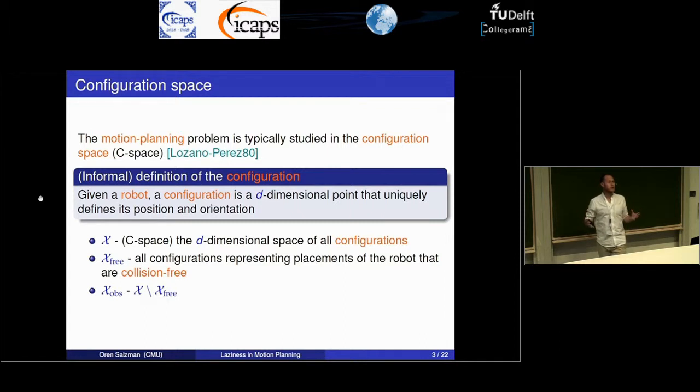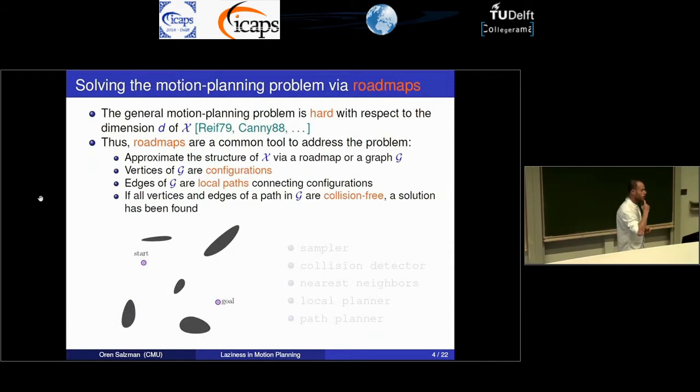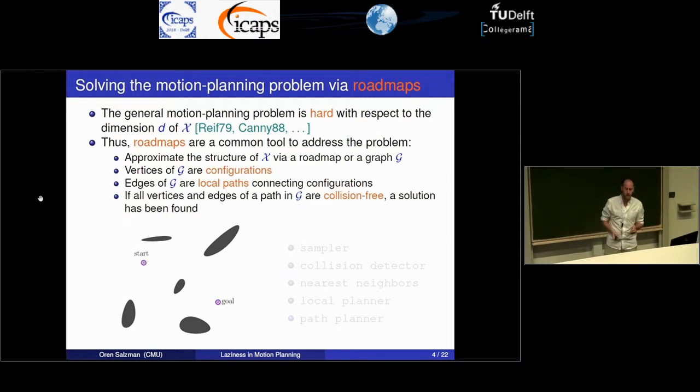And the way we usually study these types of problems is in what's called a configuration space. A configuration is some d-dimensional point that describes the position and orientation of the robot. And the configuration space is a space of all configurations. It's a d-dimensional, typically high-dimensional space. Some of it has obstacles, which correspond to placements of the robot that intersect obstacles in the environment, or self-collisions. So the configuration space is subdivided into the free space and the forbidden space. And as I mentioned, the general problem is computationally hard with respect to the number of degrees of freedom, the dimension of the configuration space.